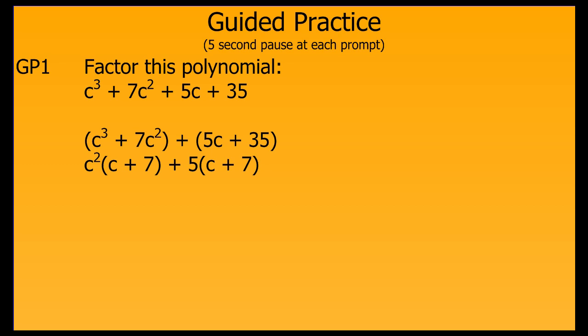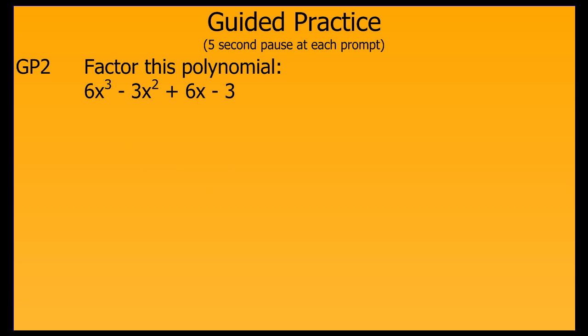What do we do next? We notice that we have a common factor of the quantity c plus 7, so we rewrite our polynomial in factored form as the quantity c squared plus 5 times the quantity c plus 7. This is factored form. We're finished.